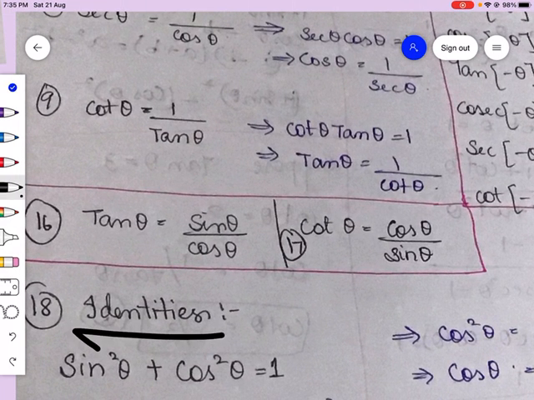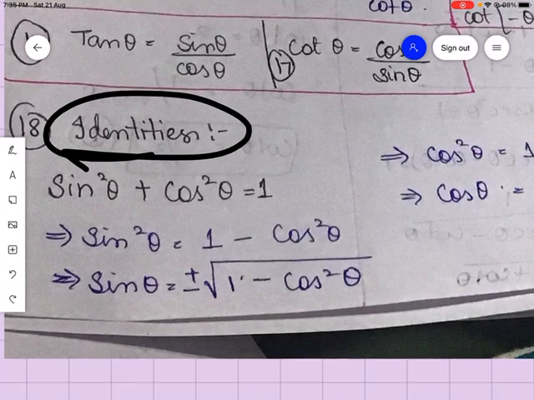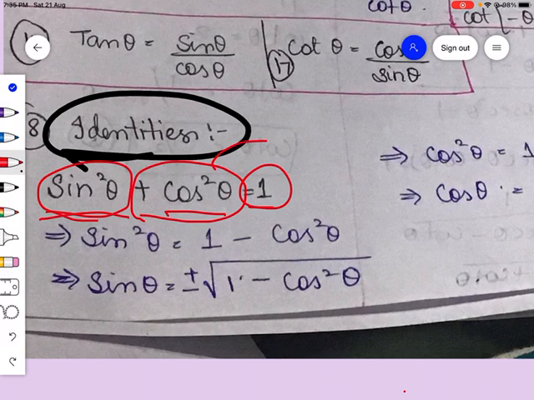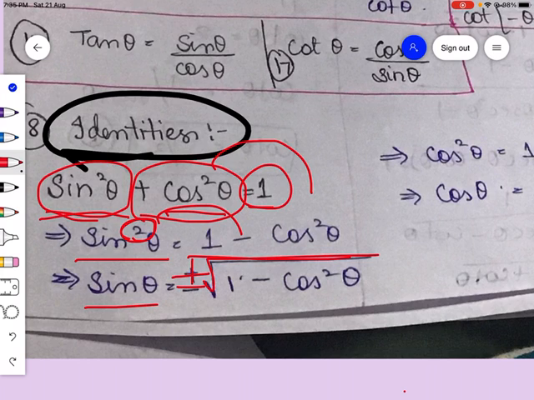Here we are just seeing the identities. Considering sine square theta plus cos square theta equal to 1, keeping the sine square theta here only, we send the plus cos square theta towards the right hand side. It will become sine square theta equal to 1 minus cos square theta. Then keeping the sine theta here only, sending the square to the other side, sine theta will become plus or minus under root 1 minus cos square theta. So we have 3 formulas from this.